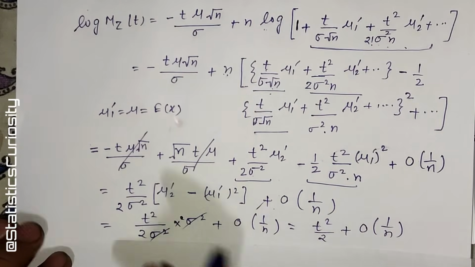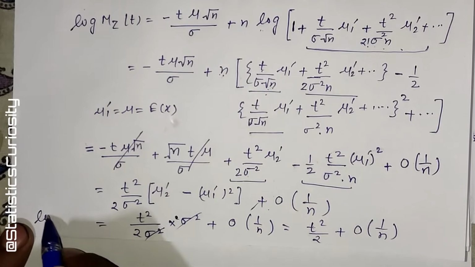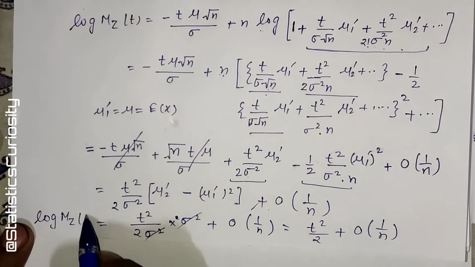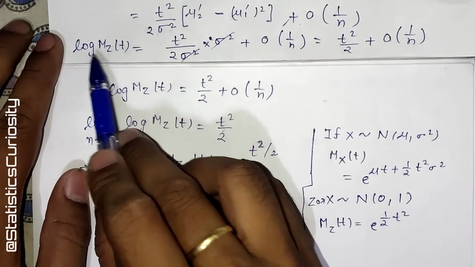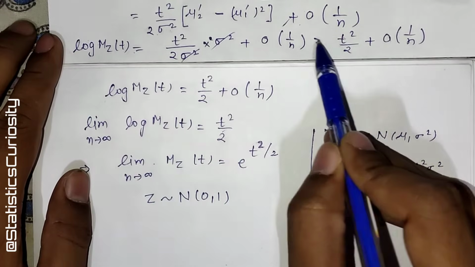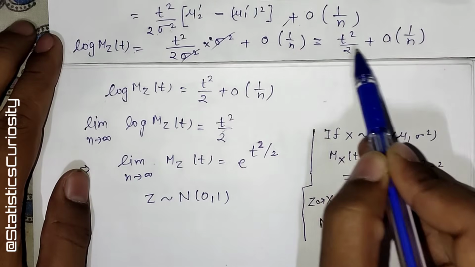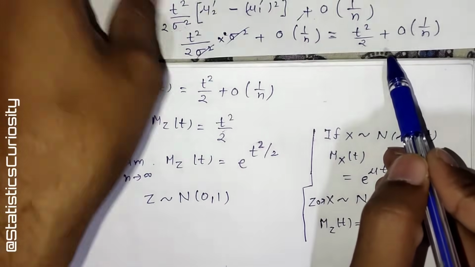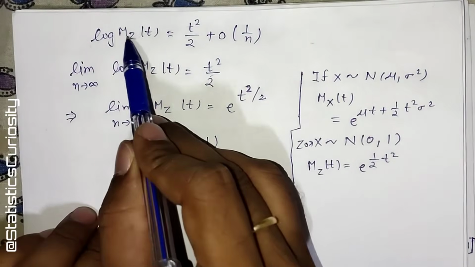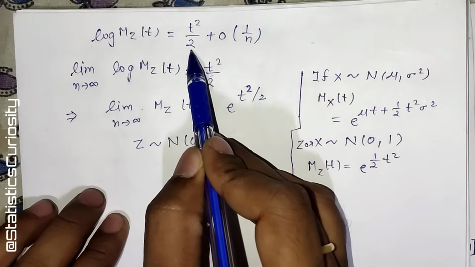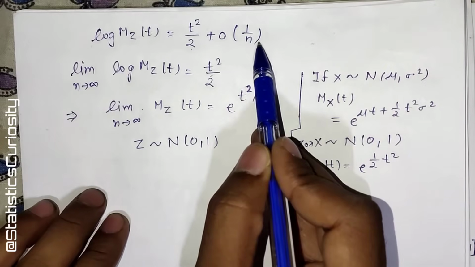This entire is equal to what? Log mzt. Now what we have derived? Log mzt is equal to t square divided by 2 plus order of 1 by n. Okay. We have log mzt equals t square divided by 2 plus order of 1 by n.